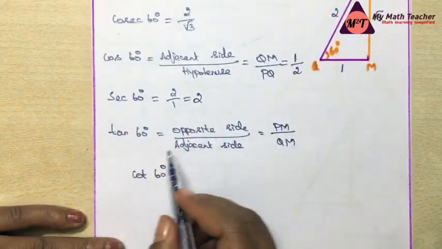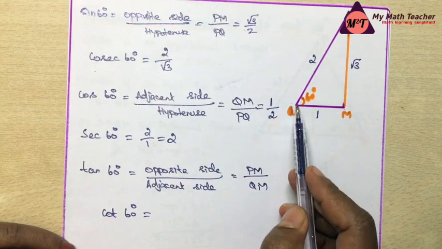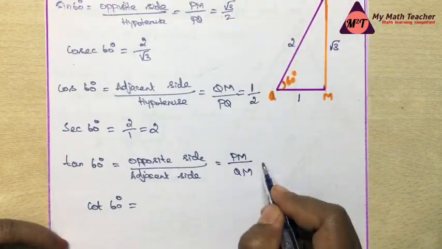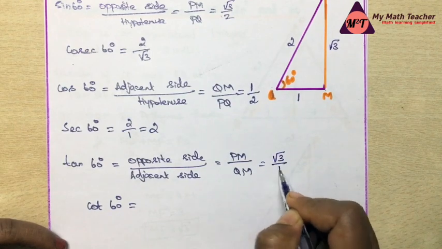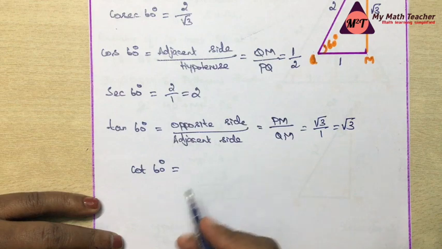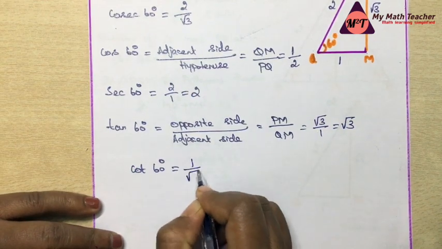Now tan. Tan is opposite side PM by adjacent side QM, which is root 3 by 1. Root 3 by 1 is root 3. Now cot is just the reverse. Root 3 by 1 becomes 1 by root 3 here.